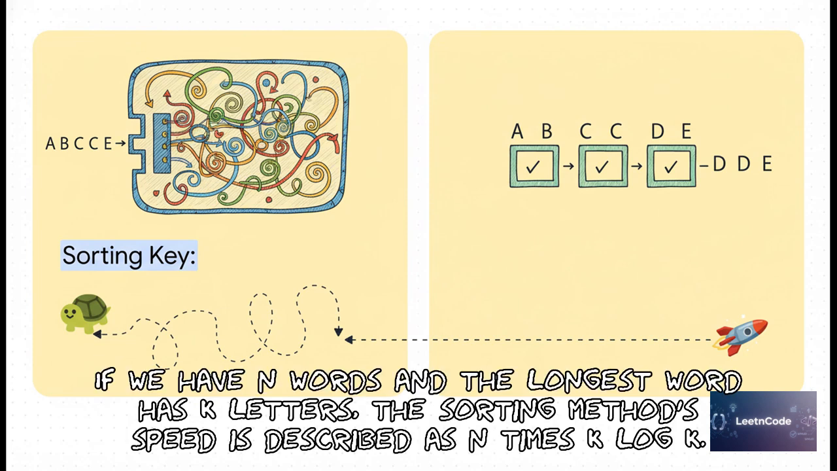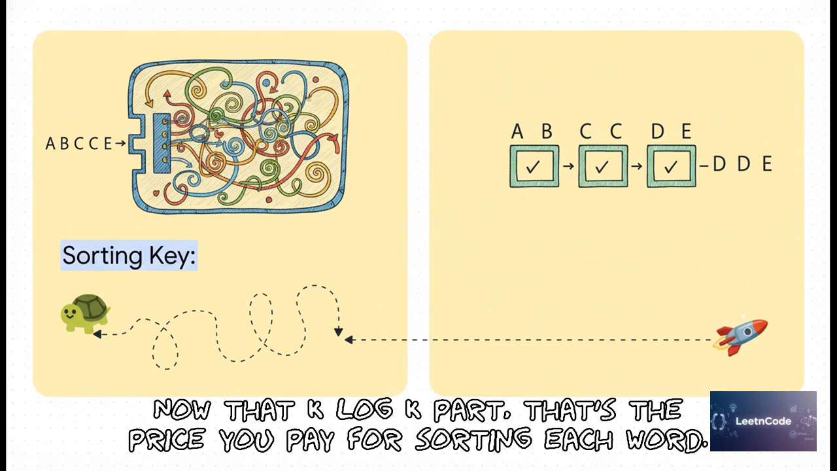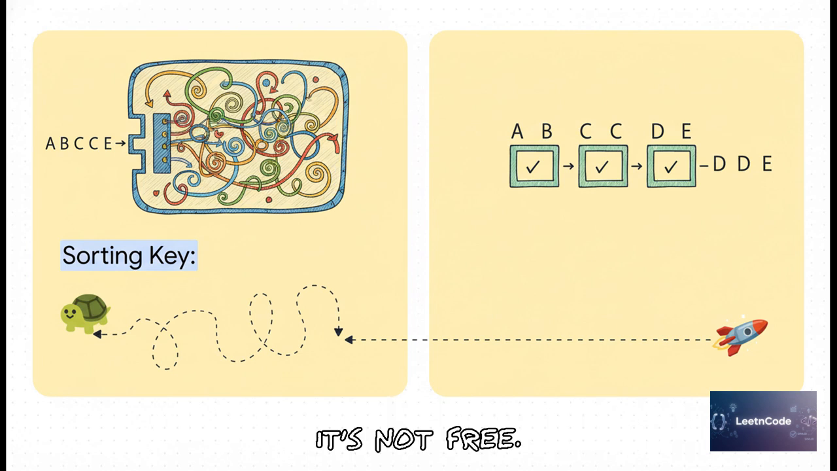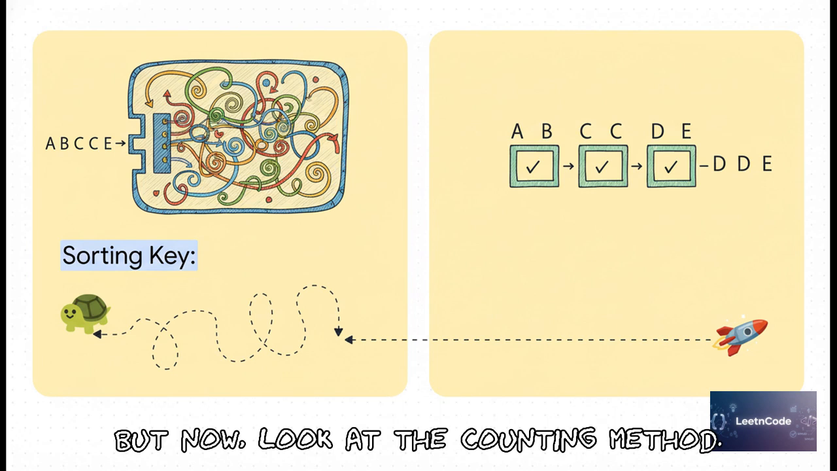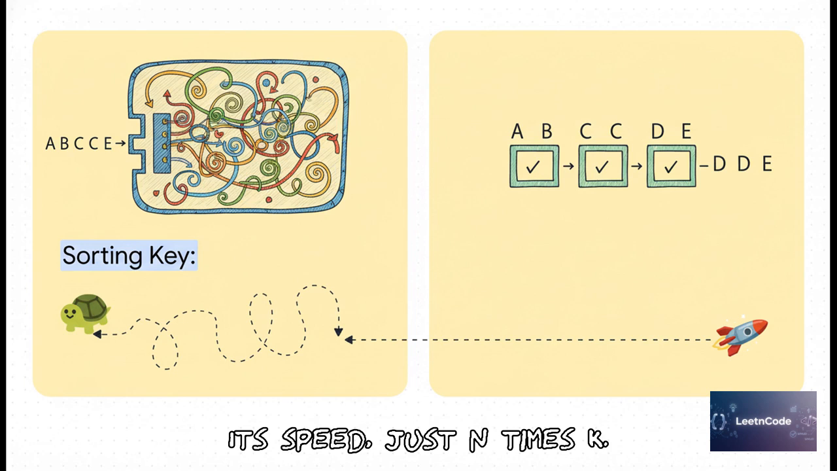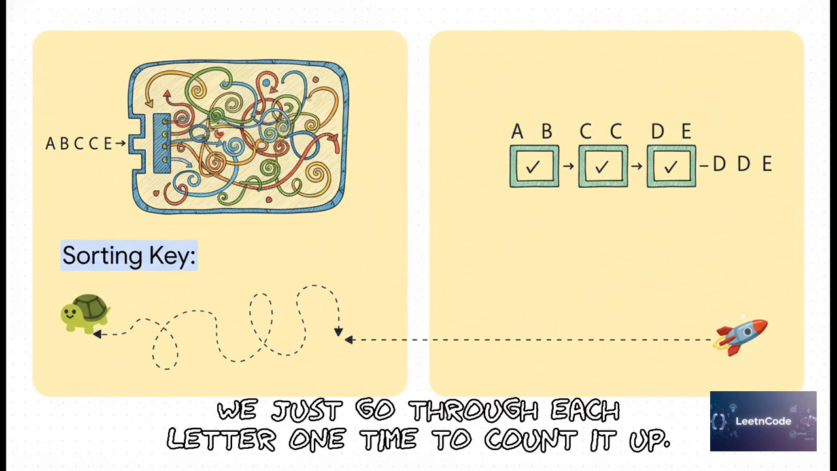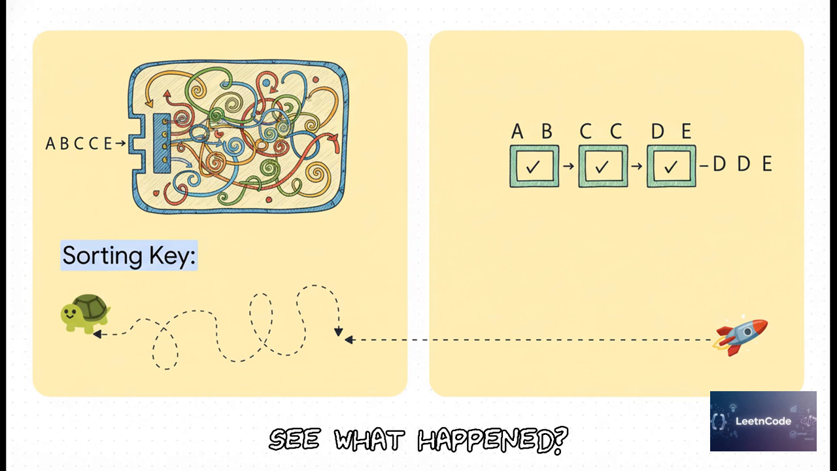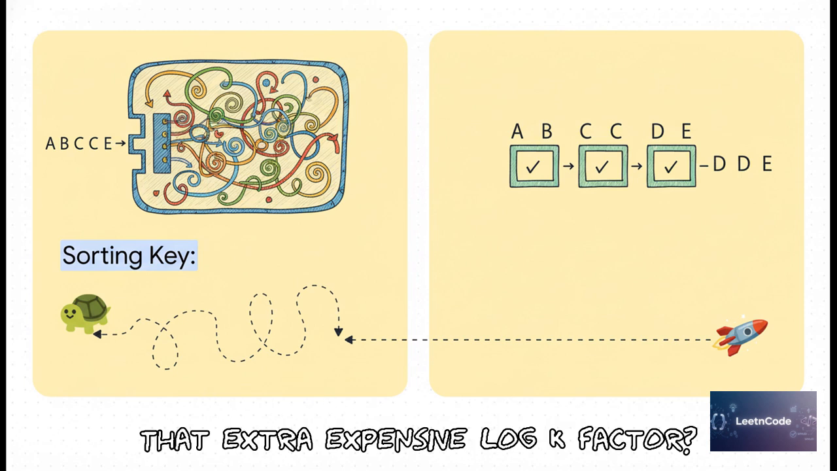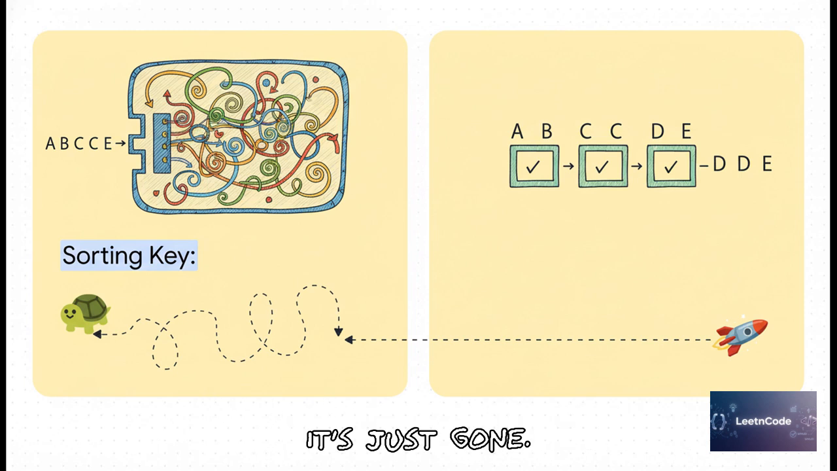If we have n words and the longest word has k letters, the sorting method's speed is described as n times k log k. Now that k log k part, that's the price you pay for sorting each word. It's not free. But now look at the counting method. Its speed, just n times k. We just go through each letter one time to count it up. See what happened? That extra expensive log k factor, it's just gone.